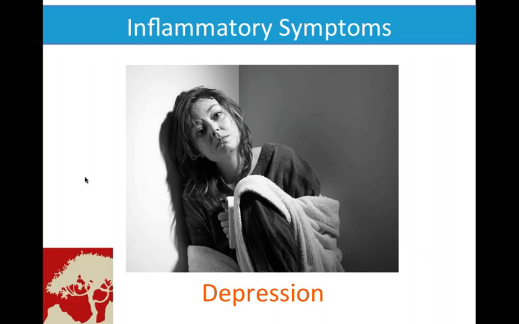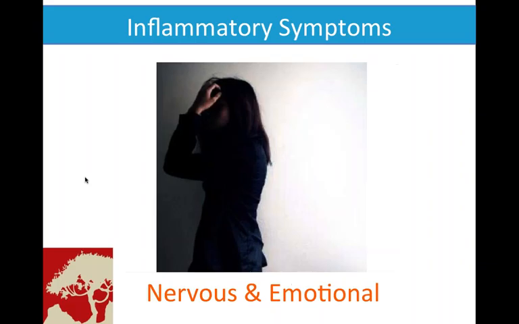That inflammation is part of what's blocking your bacteria's ability to make serotonin. So depression's a big thing. Nervous and emotional. Once again, if you don't have the right levels of dopamine, you're going to stay stuck in that cortisol mode. And that's going to cause anxiety. And so bacteria in your gut are making at least 70% of the dopamine, 90% of serotonin.